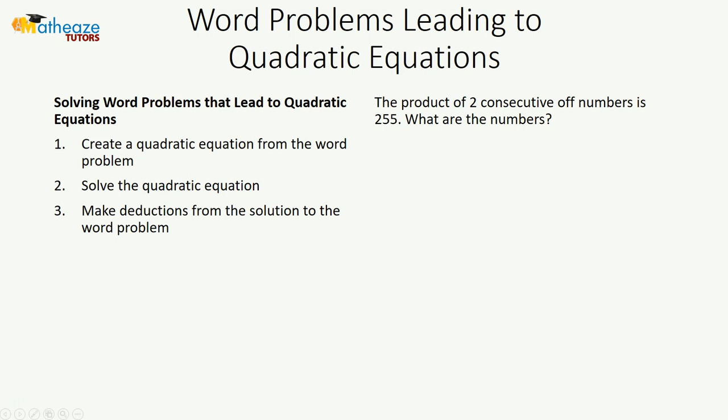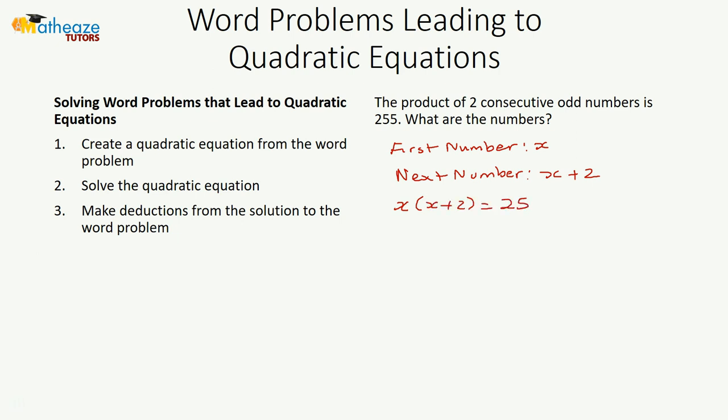So let's look at this example that we have here. The example reads, the product of two consecutive odd numbers is 255. What are the numbers? So let's look at the first number. Let's call that x. Then the next number, because it's a consecutive odd number, is going to be x plus 2. Now we're saying the product of these two numbers is 255. So x multiplied by x plus 2 is equal to 255.